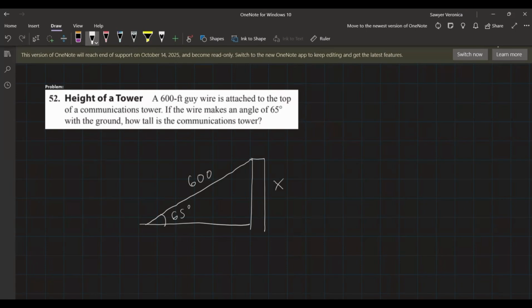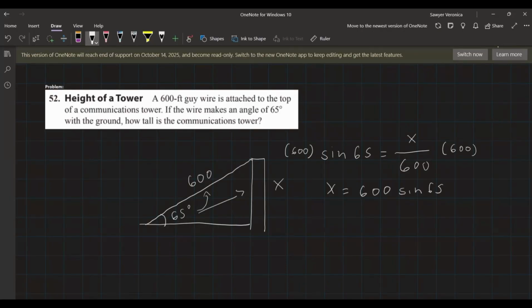This is very similar to the last problem. You have the angle, the hypotenuse, and the opposite side. So you would be using sine. Sine 65 is equal to the opposite side, x over 600. Isolate x by multiplying both sides by 600. x is equal to 600 times sine 65.